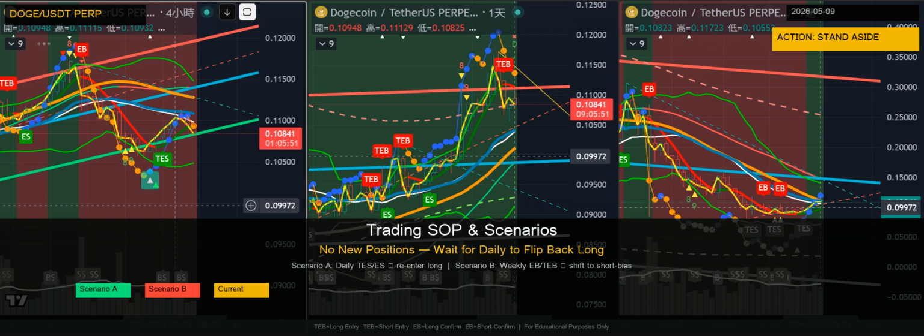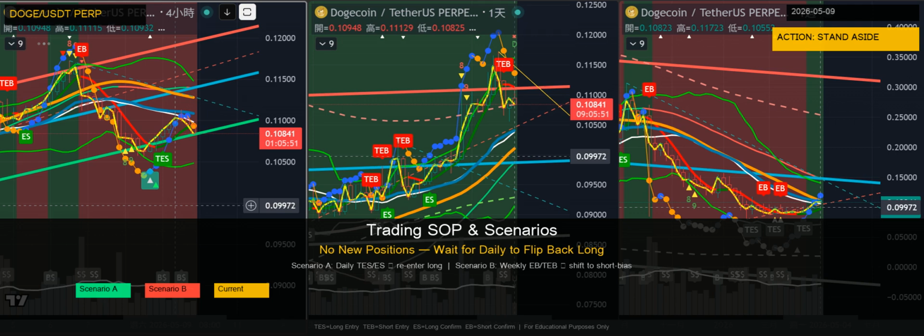Here is your standard operating procedure for each scenario. If you are currently flat, do not open any new position. Wait for the daily to resolve its current TEB structure. You need to see the daily flip back to TS or ES before entering a new long. Alternatively, if the weekly also prints an EB or TEB, then the macro direction has shifted to bearish, and you can look for short entries aligned with the daily.